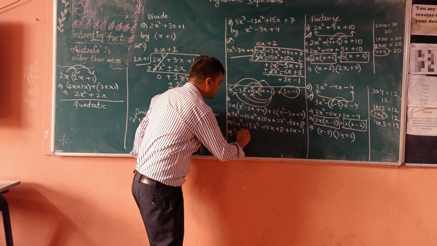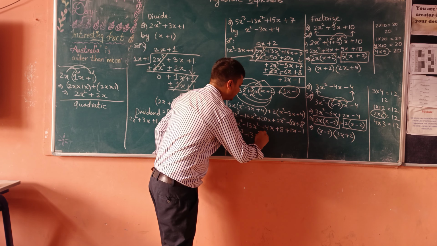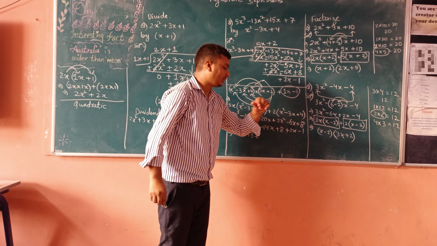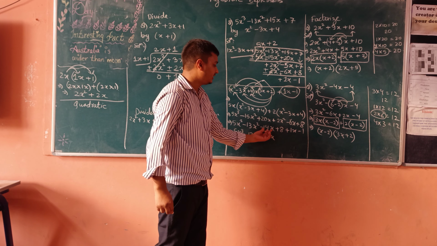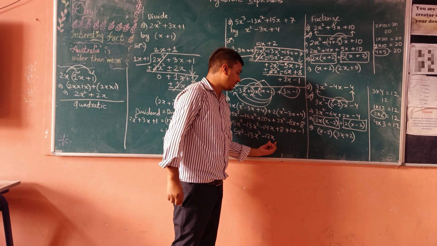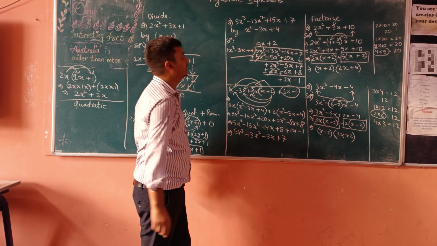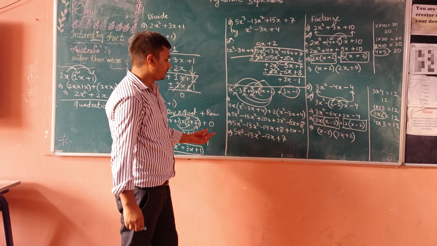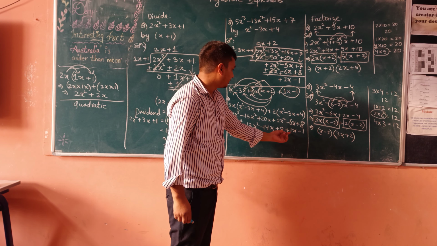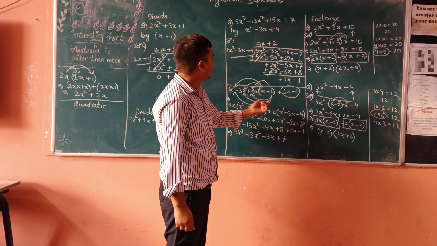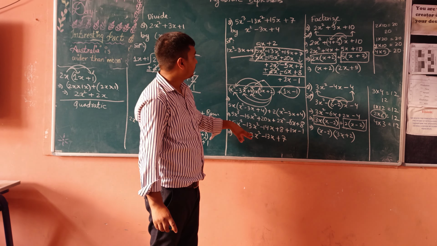Now 5x³, then minus 13x². Now 14x plus 1x, that gives 15x. Now it is 8 minus 1, that is 7. That will be your answer, plus 7. Up to here we got it. Just a second. Everything okay? 15x plus 7.